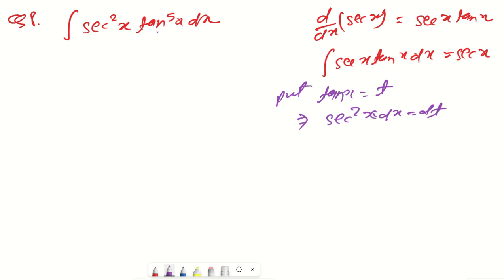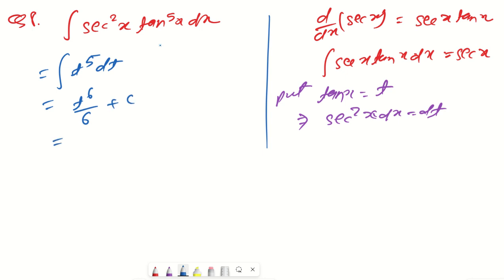By this, we are going to get the integral of sec square x dx replaced by dt, and tan to the power 5x is t to the power 5. So this becomes very simple: the integral of t to the power 5 dt, which is t to the power 6 by 6 plus c. That is tan to the power 6x by 6 plus c. Understood? Now let us take a few more questions.